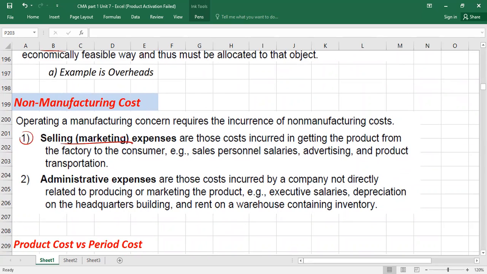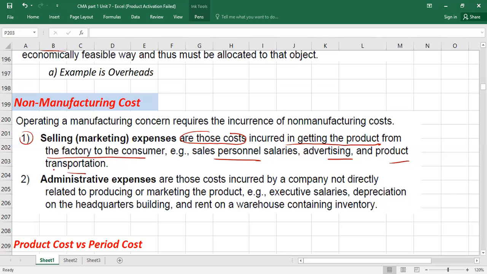Selling and marketing expense. And we have what? Administration expense. How will you define selling and marketing? Actually, selling and marketing expenses are those costs incurred in getting the product from the factory to the consumer. Simply, you are going to deliver the goods to the consumer, whatever cost you incur after production until delivery, that is called what? Selling and marketing cost. It could include what? Like sales personnel salaries, advertisement cost, product transportation cost, etc.